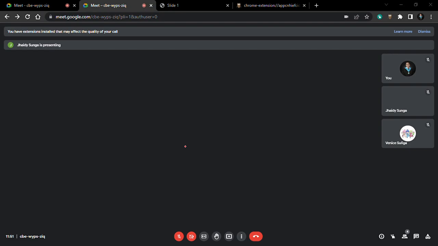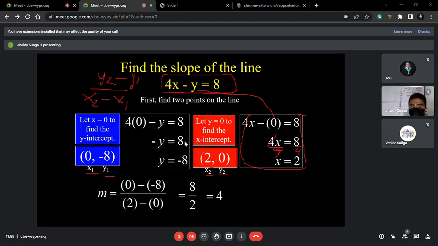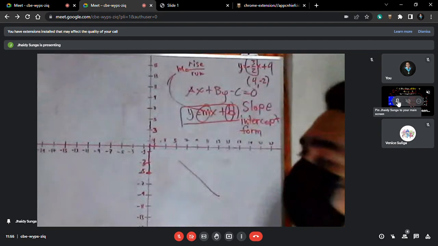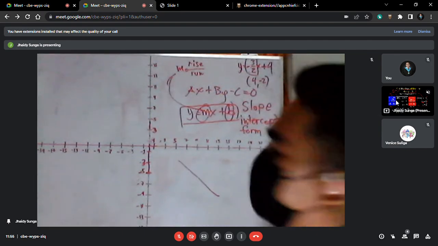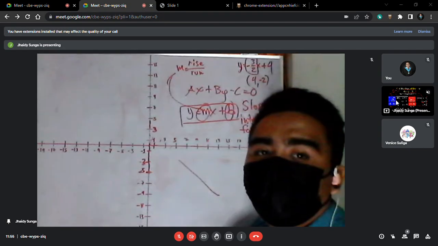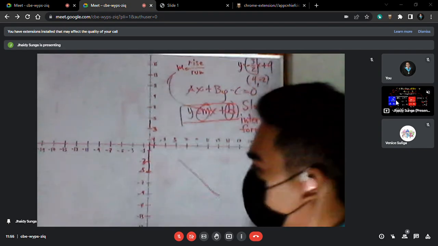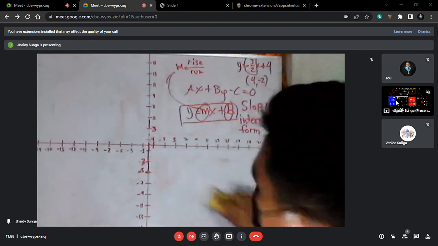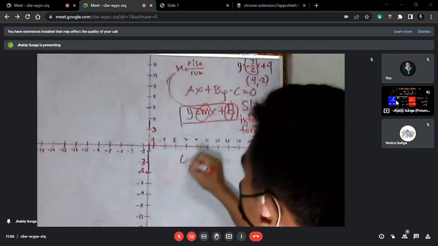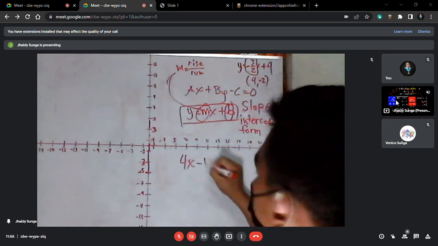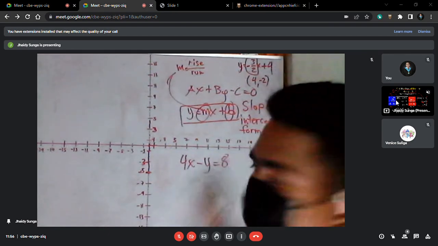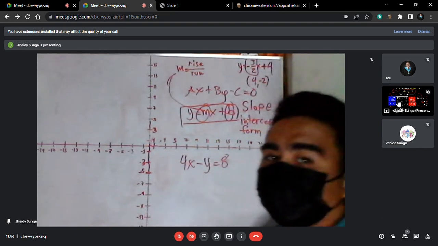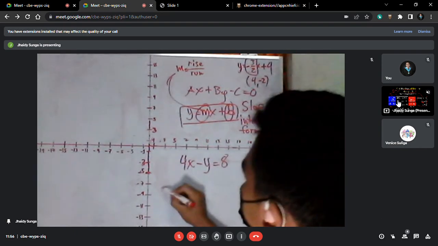Alright, so if this formulation takes longer for you to solve, I will be giving you a technique. For example, we have the equation of 4x minus y is equal to 8, right? Okay, so if we have that equation, we are to find the slope.